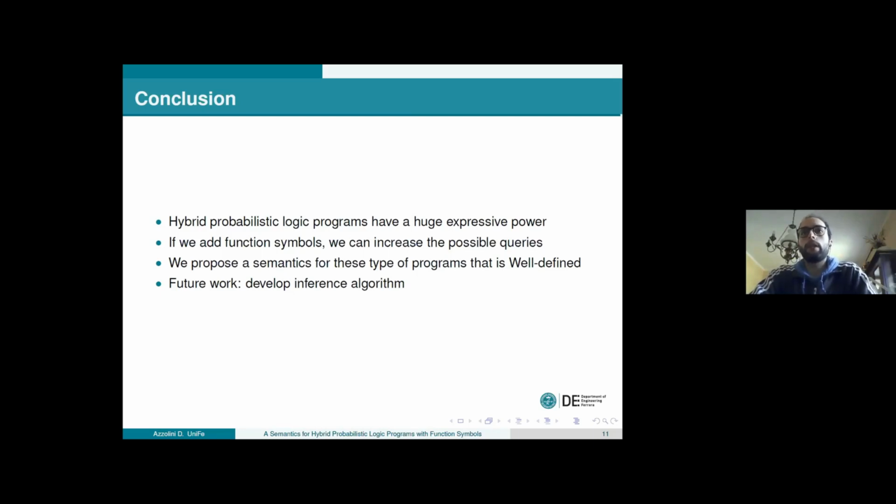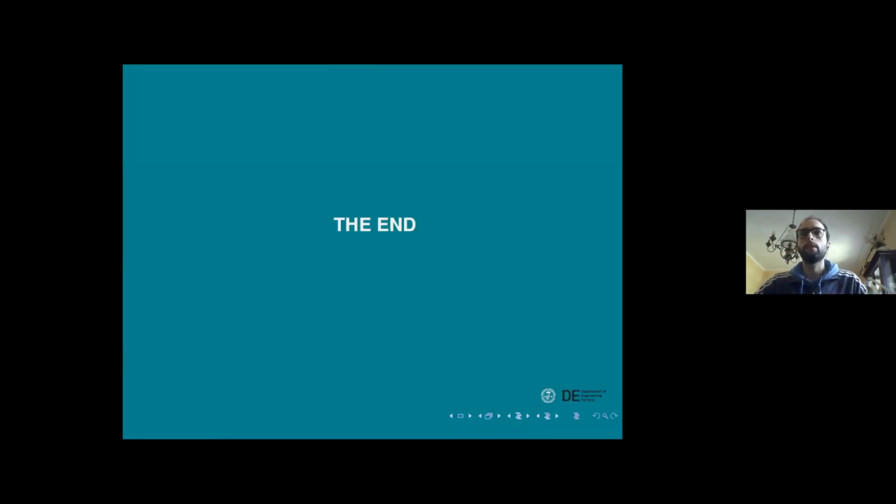To conclude, hybrid probabilistic logic programs have a huge expressive power, and if we add function symbols, we can increase the possible queries. In this work, we propose a new semantics for this type of programs, and we prove that this semantics is well defined. As future work, we plan to develop an inference algorithm for hybrid probabilistic logic programs with function symbols. And this concludes my talk.